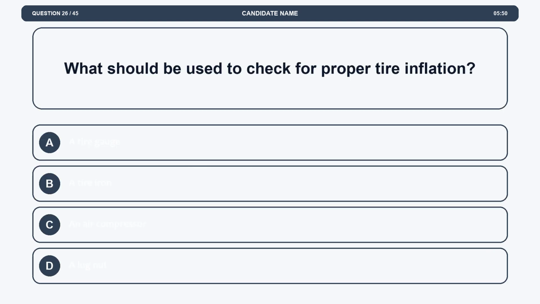Question 26. What should be used to check for proper tire inflation? Option A, a tire gauge. Option B, a tire iron. Option C, an air compressor. Option D, a lug nut.